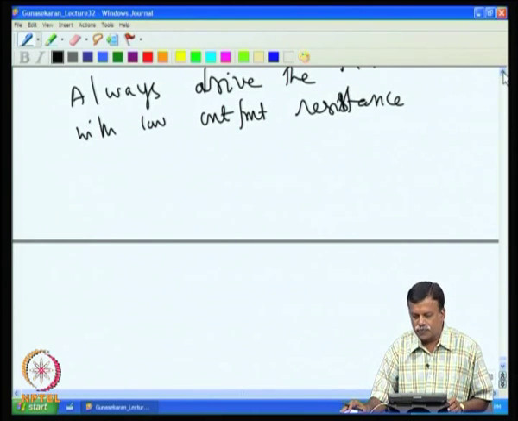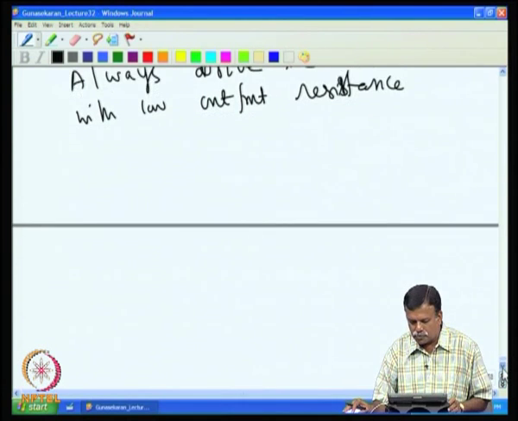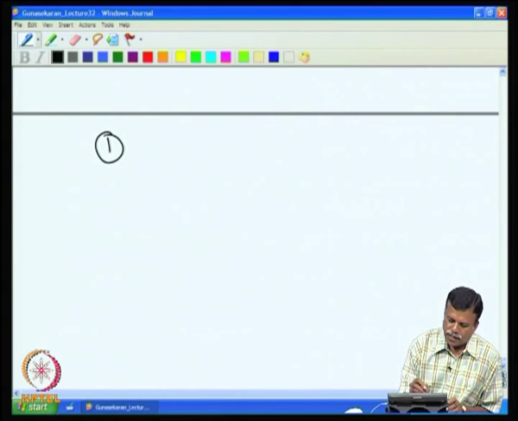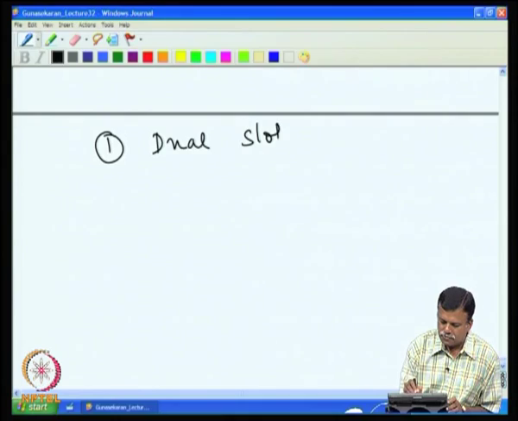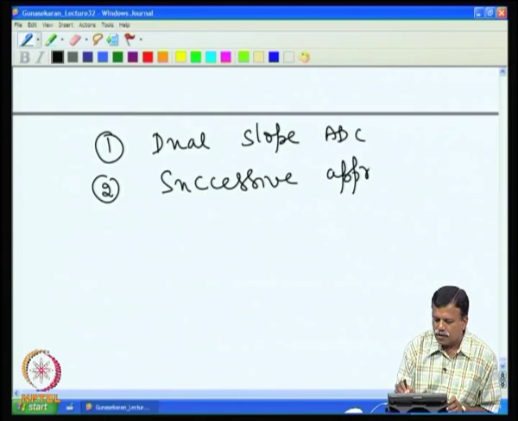So, if you look at these A to D converters, we have seen 3 A to D converters so far, that is, one is the dual slope ADC, the second one is the successive approximation ADC, and then the third one is the flash ADC converter.